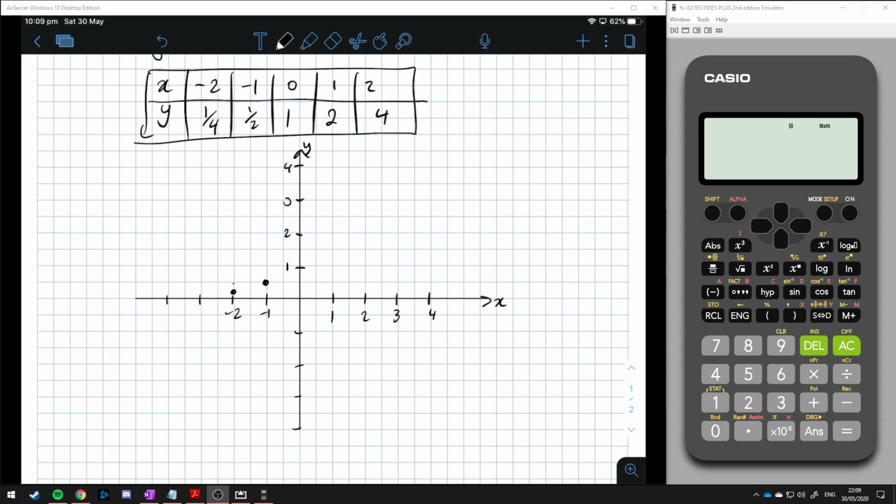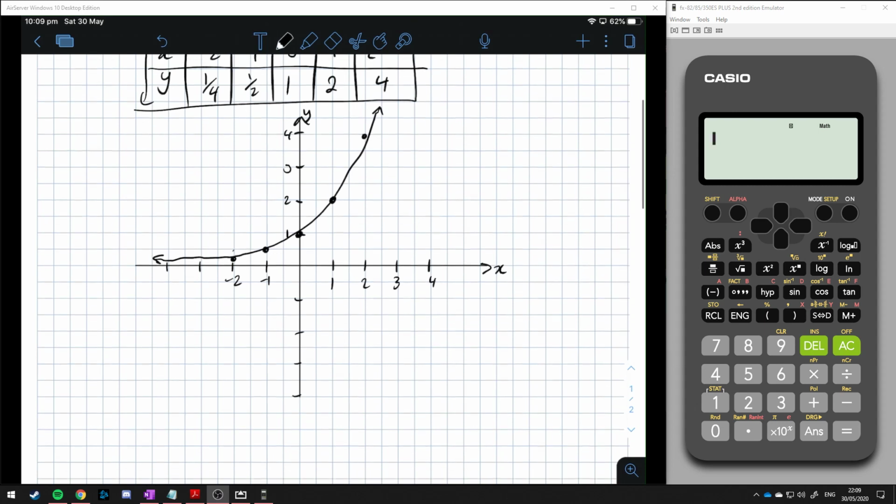A half is halfway between 0 and 1. At x is equal to 0, we've got y is equal to 1. At x is equal to 1, we've got y is equal to 2. And at x is equal to 2, we've got y is equal to 4. So connecting those lines up, we get this exponential graph like this.